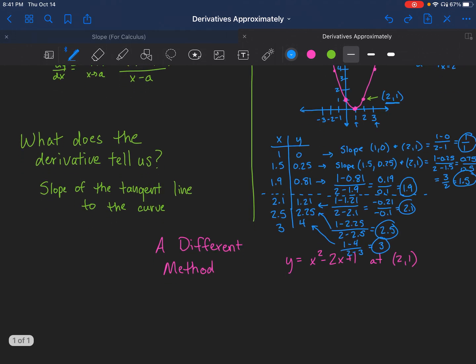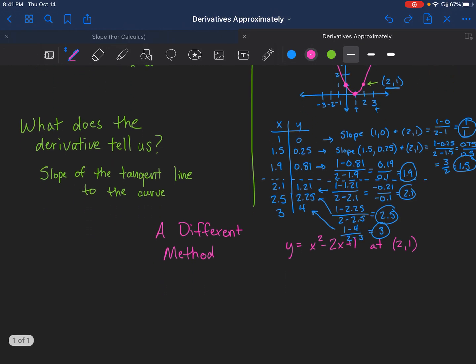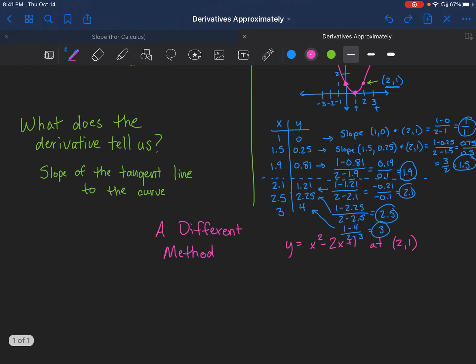Now, I did want to mention that there is a slightly different method using this other formula that I wrote here. I'm going to show this formula a little bit differently, and it's not going to involve the numerical method. It's going to be a little bit more algebraic. I'm only going to use this formula when I want to find the derivative at a particular point. That's not going to be something we do all the time, but I'm going to use it this time.